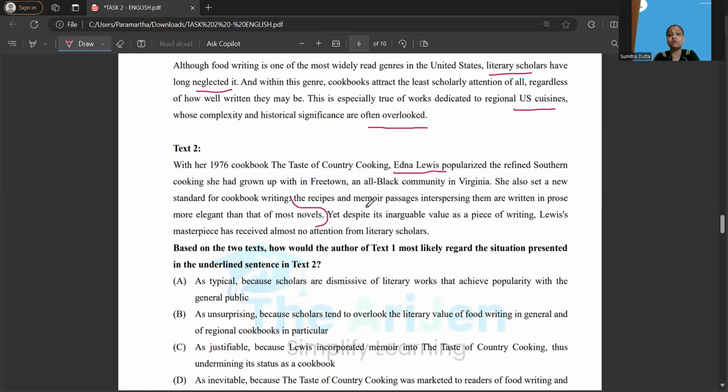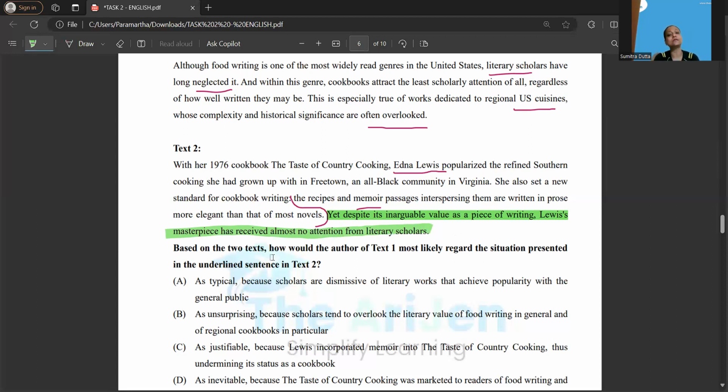Now, what is the meaning of memoir? It means you are reflecting from your personal experience. Yet, despite its inarguable value as a piece of writing, Lewis's masterpiece has received almost no attention from literary scholars. So this is the sentence that is marked; I'm marking it here. Now, despite having such high-grade writing for a cookbook, this cookbook of Edna Lewis never received acknowledgement from literary scholars.